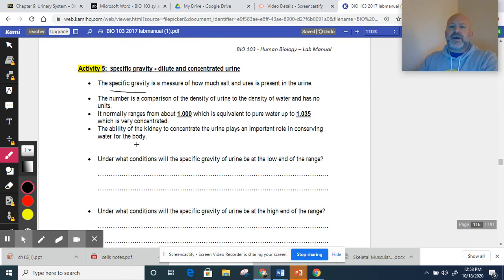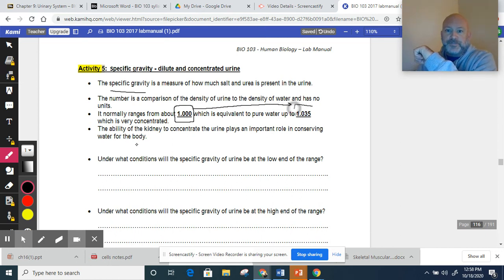The specific gravity is a measure of how much solute is in a solution. So if a solution is more concentrated, it's going to have a higher specific gravity reading. Water is as dilute as it can be, right? So water has a specific gravity reading of 1.000. However, if you add solutes to the water, that specific gravity reading can go up.